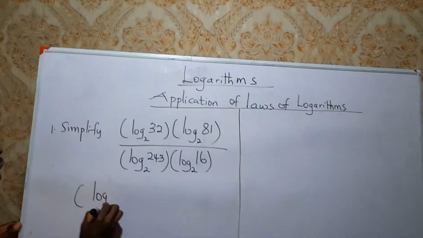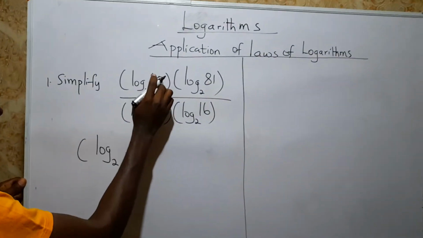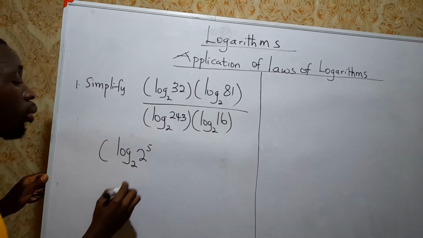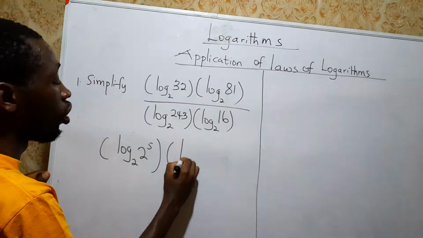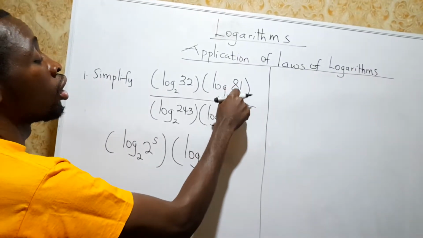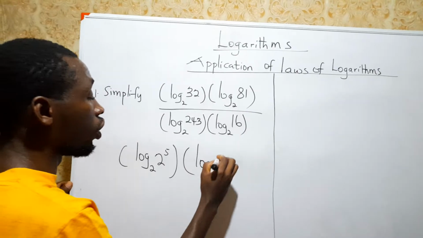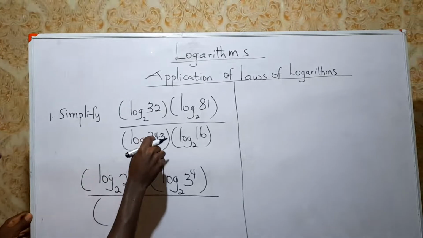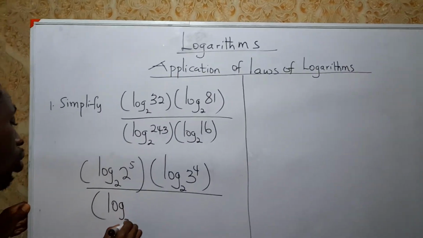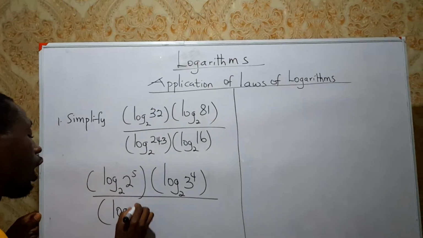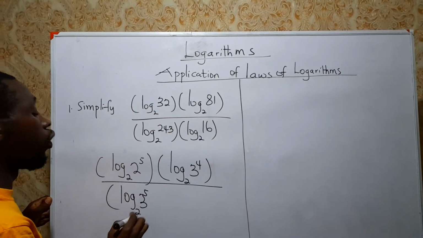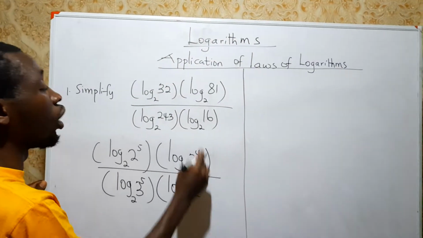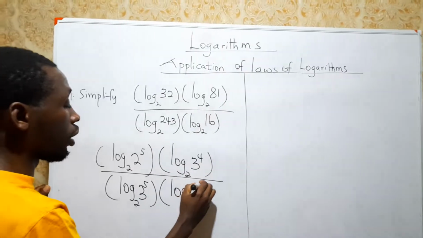We'll have the first one, log base 2. See, 2 exponent 5 is 32. So we change the 32 to 2 exponent 5, times log 3 exponent 4 is 81. We say the 81 is 3 exponent 4, all over log base 2, then 3 exponent 5 is 243, times log base 2, then 2 exponent 4 is 16.